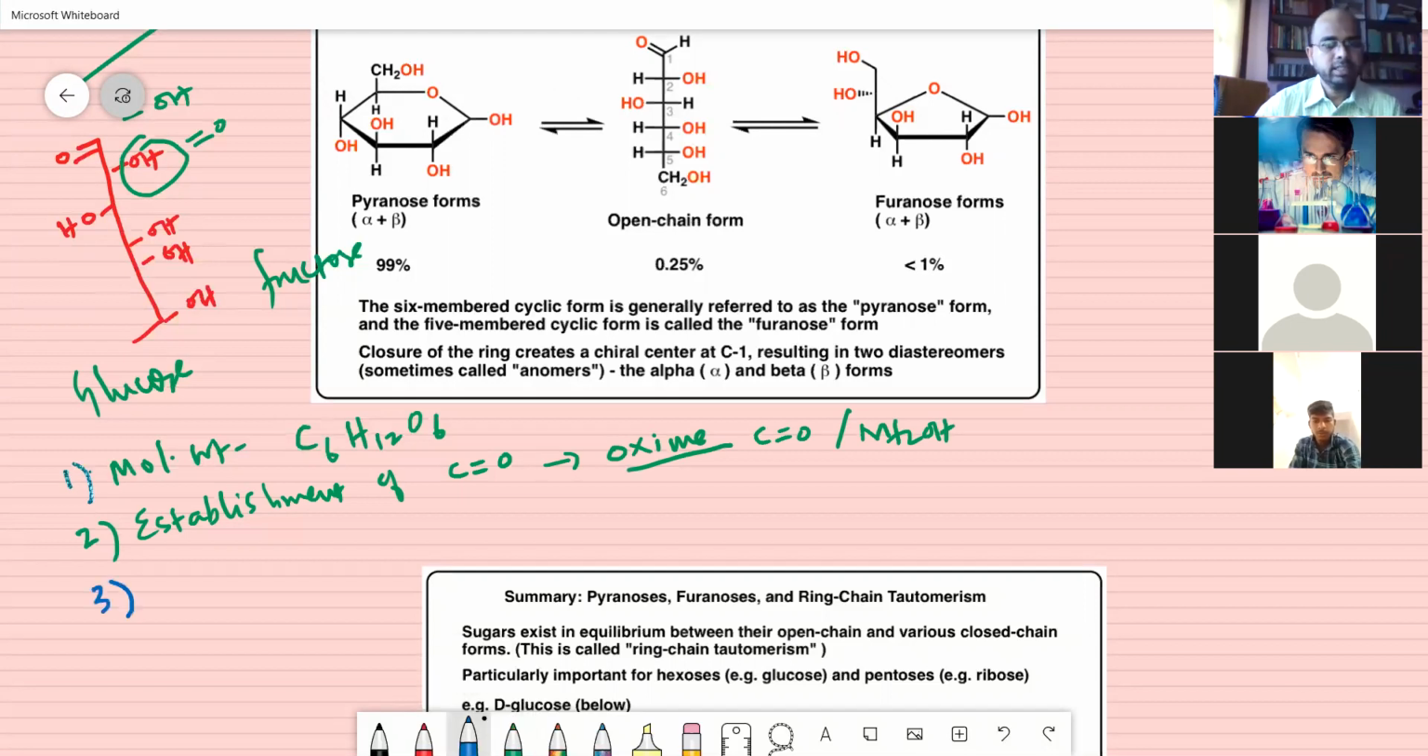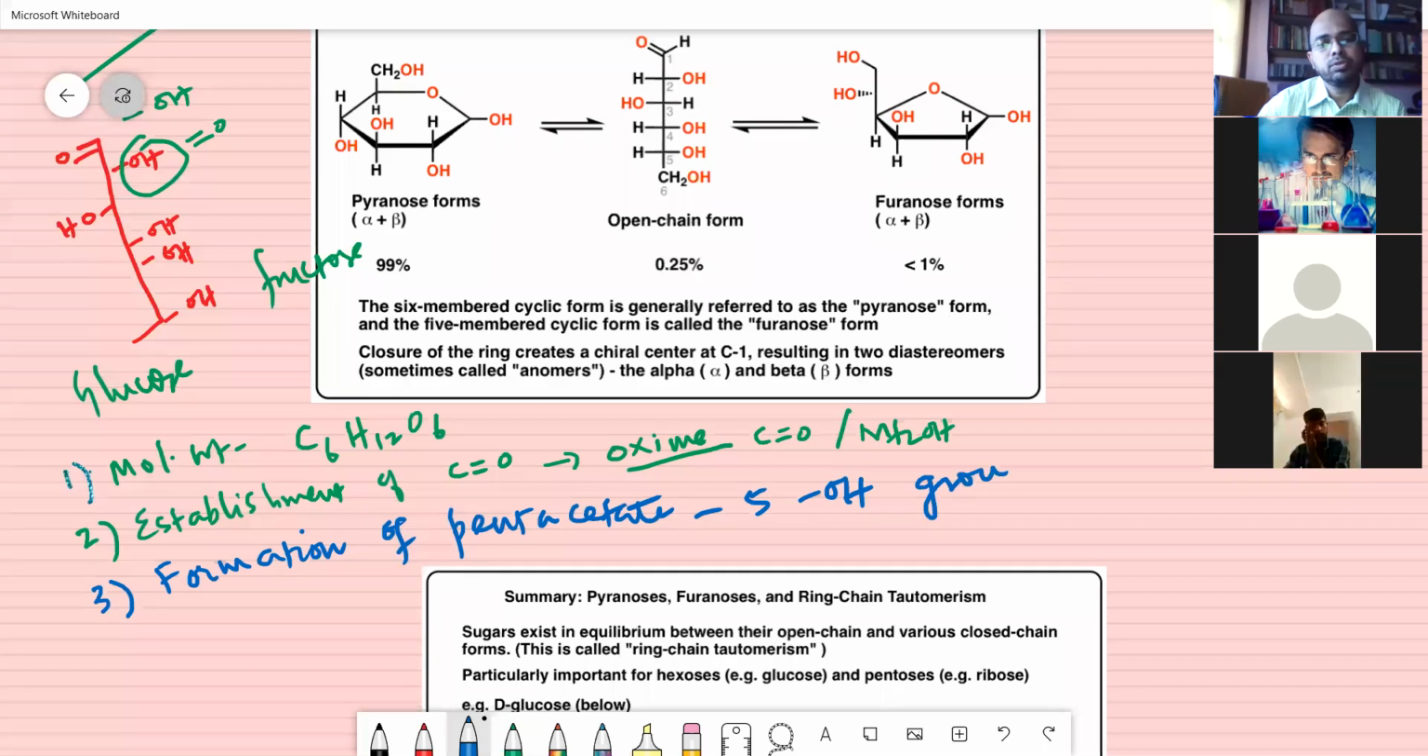The third reaction is formation of pentaacetate. Glucose forms pentaacetate, suggesting the presence of 5 OH groups. Even though you have 6 carbon atoms and 6 OH, you get only 5 OH. Okay, so you have established the presence of the CHO, 5 OH, and CH2OH.